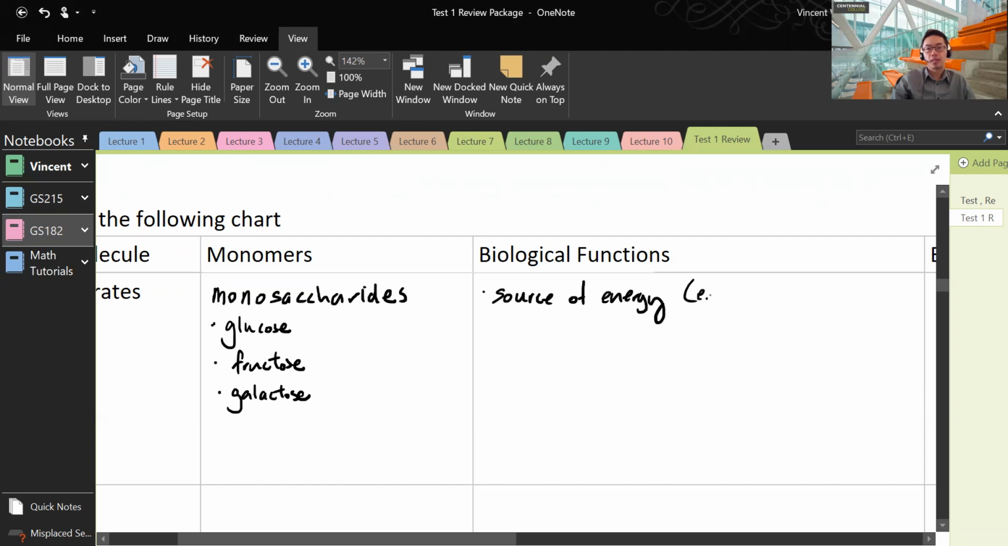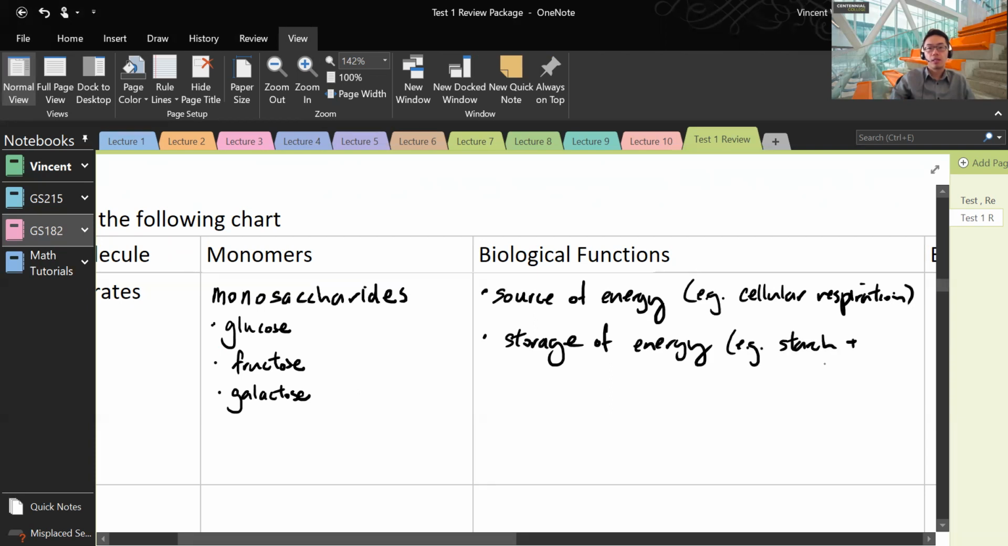In terms of biological function for carbohydrates in general, source of energy, right? Okay. Example, cellular respiration. Okay. Another biological function is storage of energy. Okay. Such as starch and glycogen. Right? Starch is storage form in plants, of course, and glycogen is storage form in animals. We store them in the liver and we store them in the muscle.